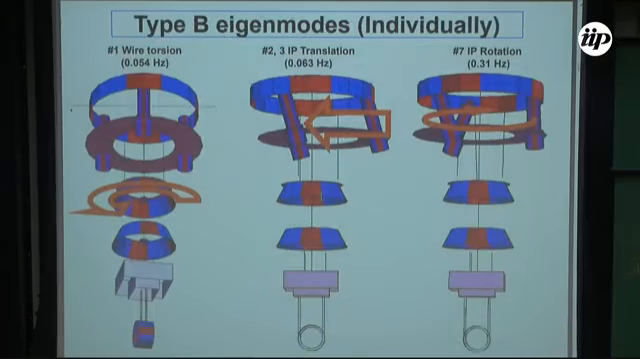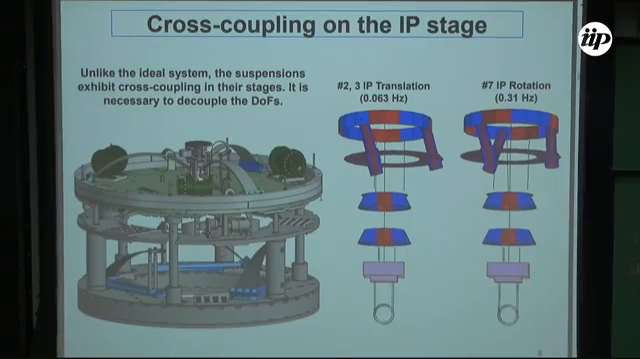I will show the transfer functions a little bit later, but first I would like to talk about the cross coupling of the inverted pendulum stage now. So of course in the software it all works very nicely, but in the real system we have cross coupling. So it will not be pure translation, or longitudinal motion, and this will not be only rotation. So we need to take care of the sensors.